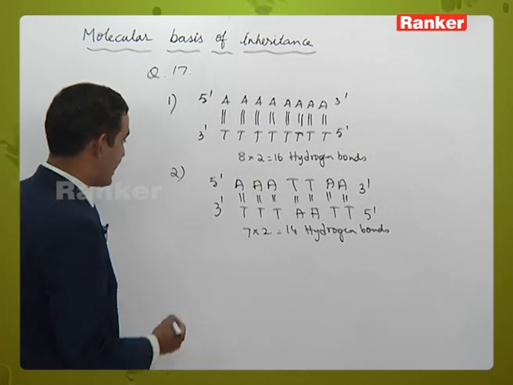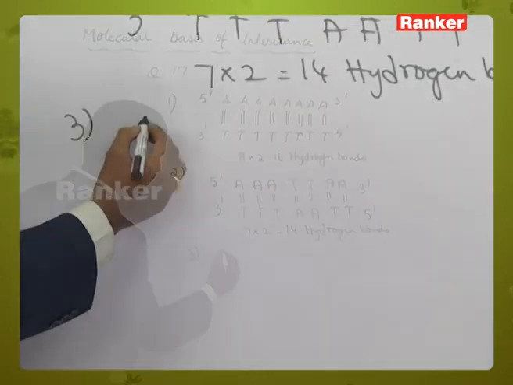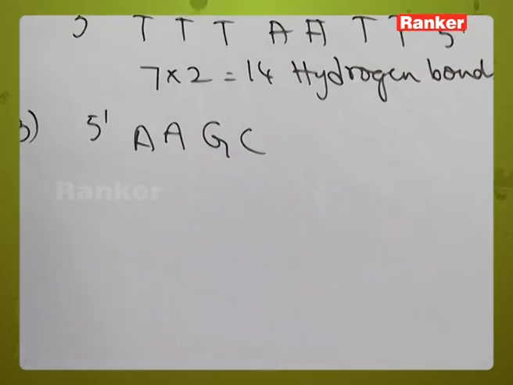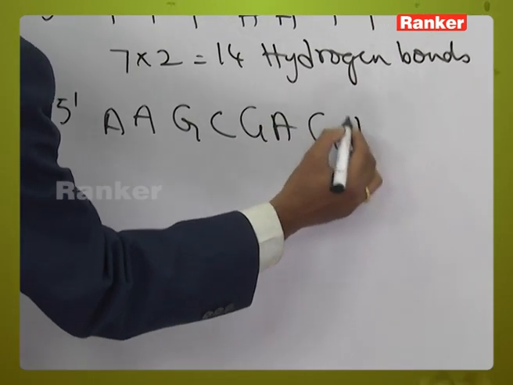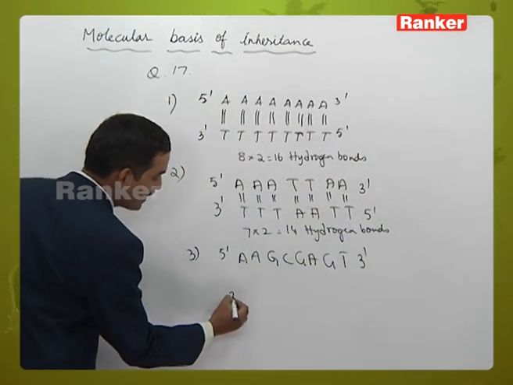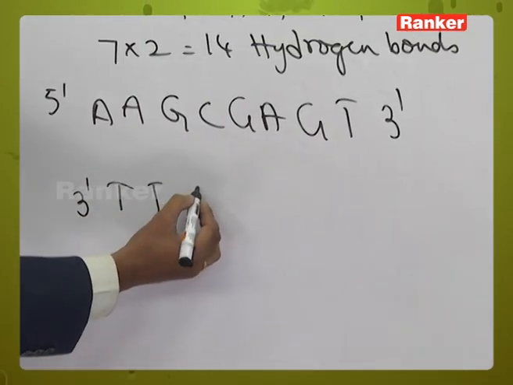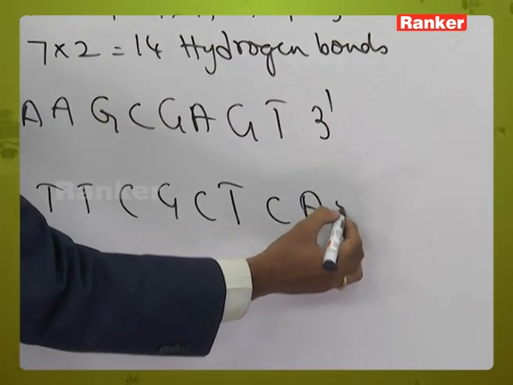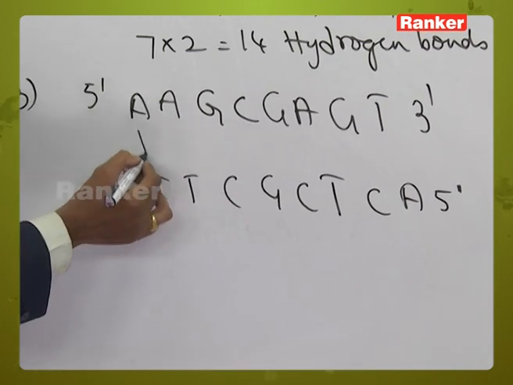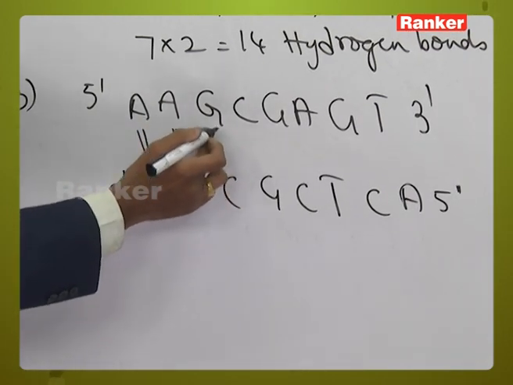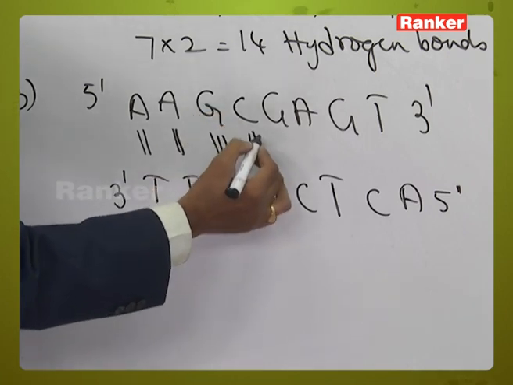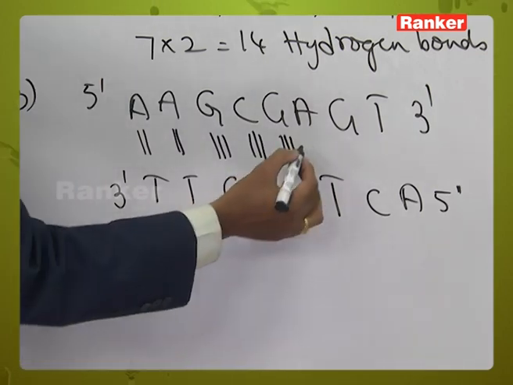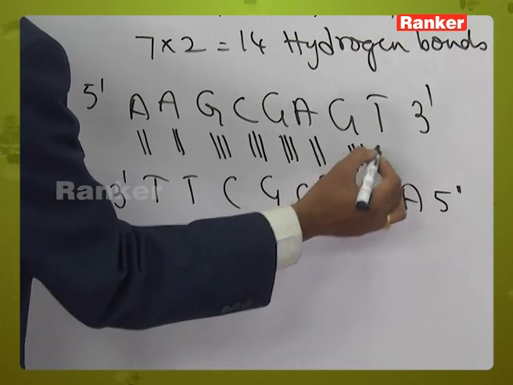Now let us come to the third one, where 5' A, G, C, G, A, G, T 3' is given. So the complementary strand will be T, T, C, G, C, T, C and A 5'. Here A and T pairs have 2 bonds, but where G and C are there, 3 bonds. Wherever G and C are coming, we have to show 3 bonds. Then here 2 bonds, 3 hydrogen bonds and 2 hydrogen bonds.